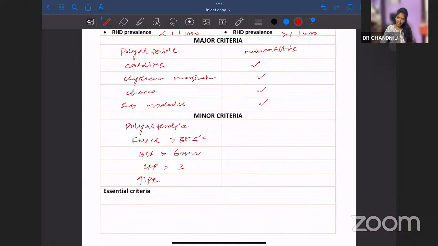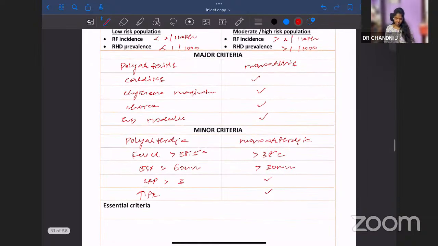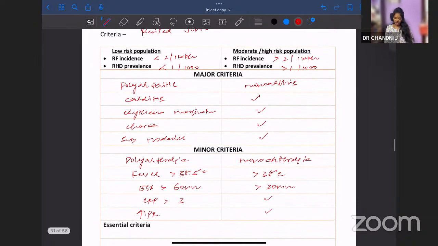So what is the difference in high-risk population? Mere presence of monoarthralgia is enough. Doesn't mean you need polyarthralgia. Monoarthralgia is enough. Fever, if it's more than 38 degree, that is enough. ESR, if it is more than 30 millimeter, that is enough. CRP and PR interval are the same. So this is the difference between low risk and high risk population.